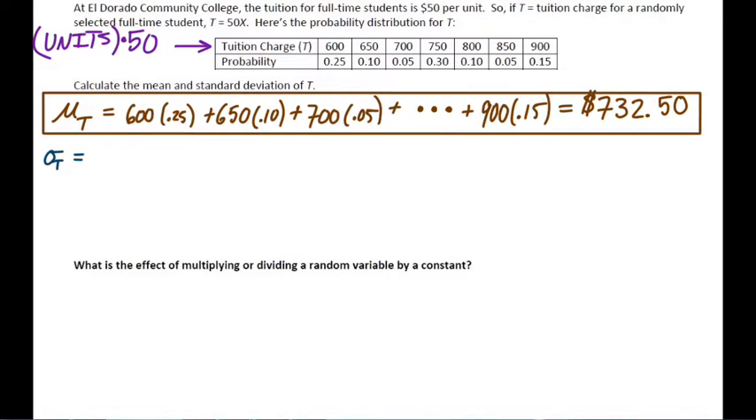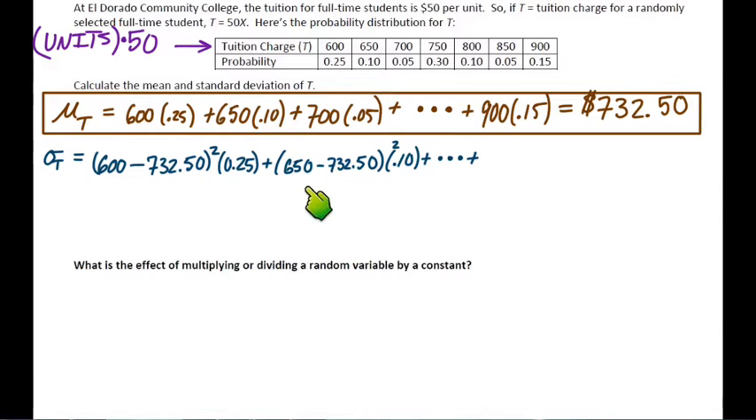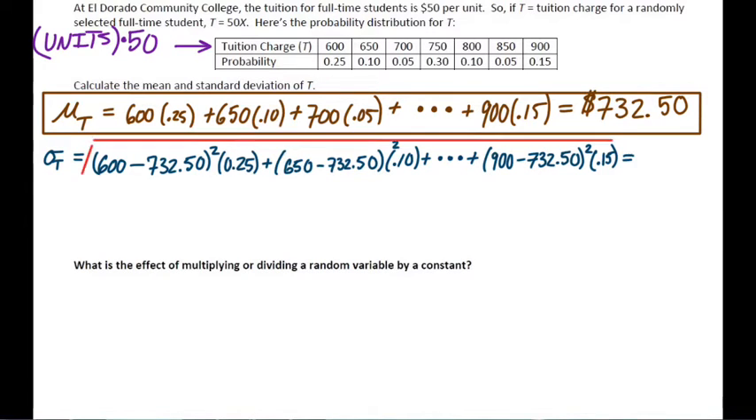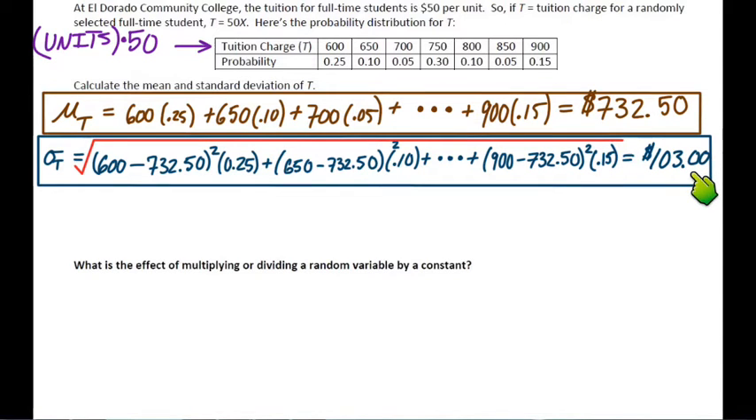What about the standard deviation? So let's start with 600, subtract the mean, which was the 732.50 number, square it, multiply it by its probability. Then let's go to 650, subtract the mean, square it, multiply it by its probability. Then we get a little bit tired. That's okay. We put dot dot dot because we've demonstrated the pattern all the way to the last term, which is 900. And don't forget to square root this whole sum, which gives us $103 for the standard deviation.